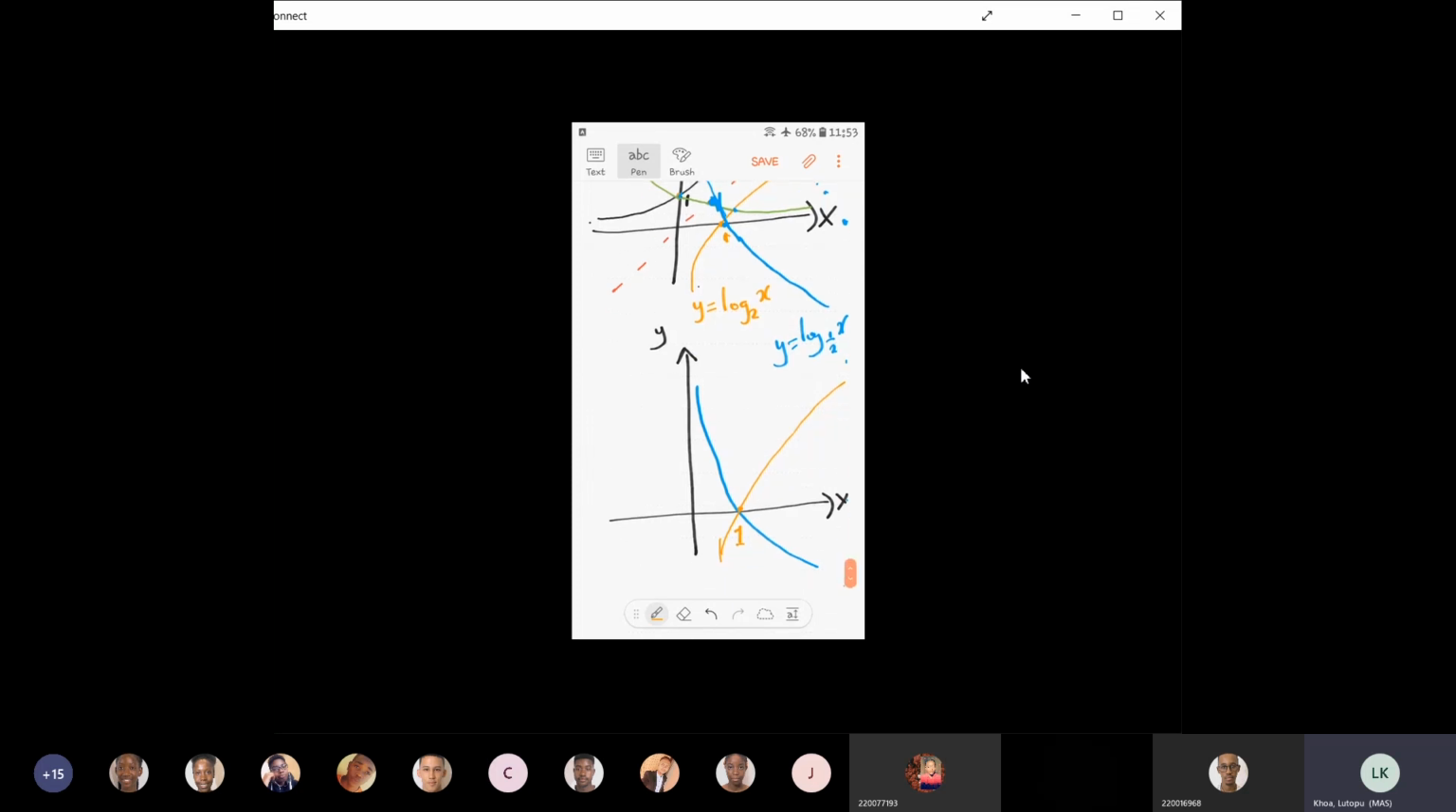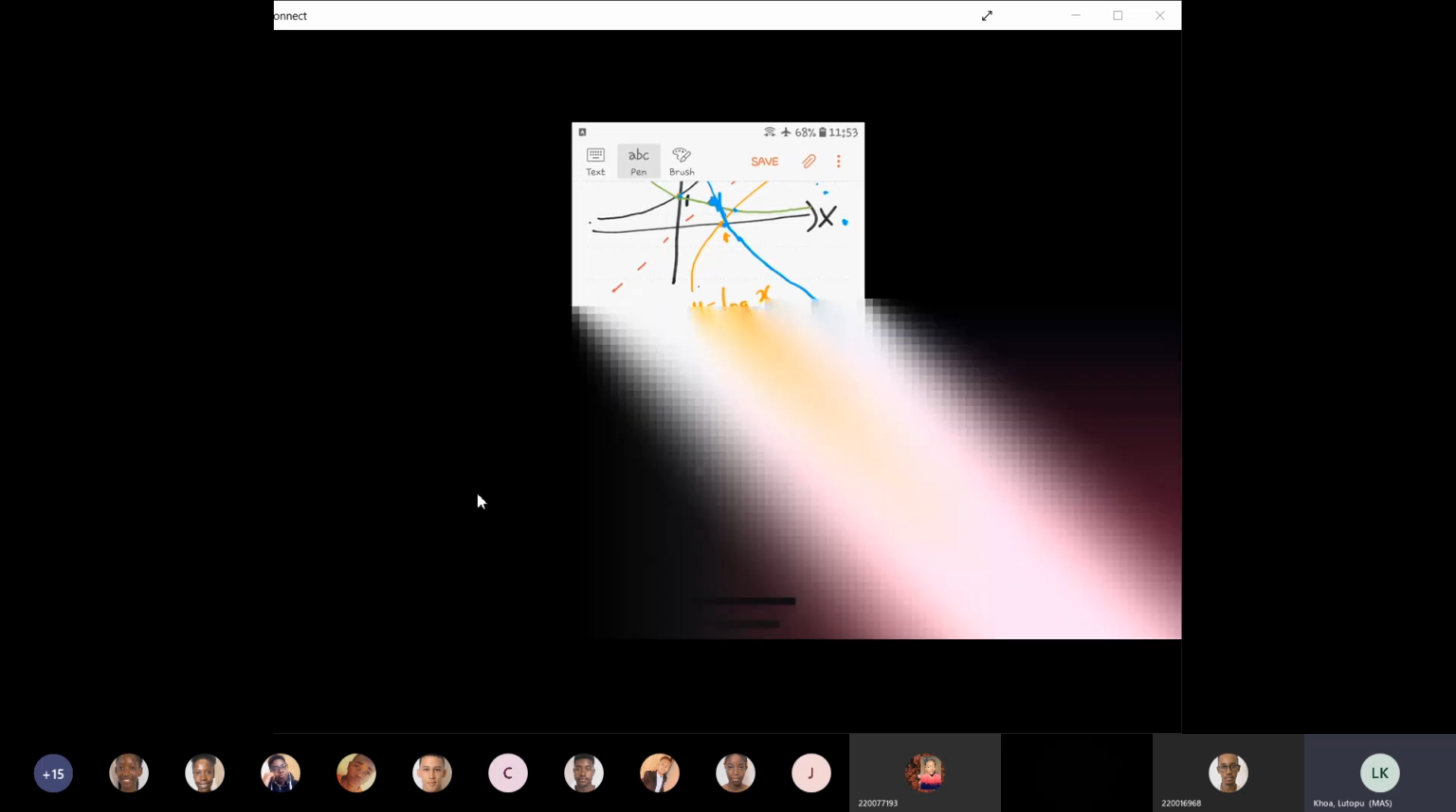Then the only thing left is for me to label them. The one in blue, this is y is equal to log base half of x. And the one in orange, this is log base 2 of x. Okay, and then I am done. So it is just reflecting. It's a little bit tricky, but if you practice, I'm sure that you can see how to get that one.